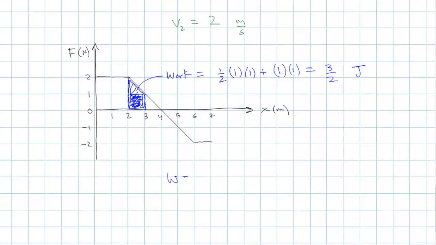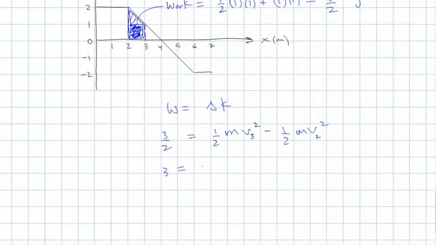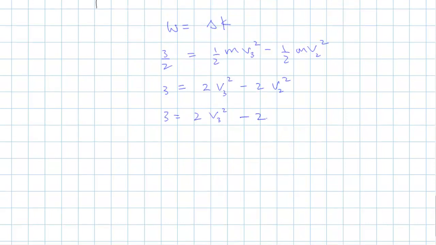So the work done is the change in kinetic energy. I'm going to multiply through by 2, plug in 2 for the mass, minus the mass. v2 is 2, so we square that. The square root of 11/2 meters per second for the velocity at 3.